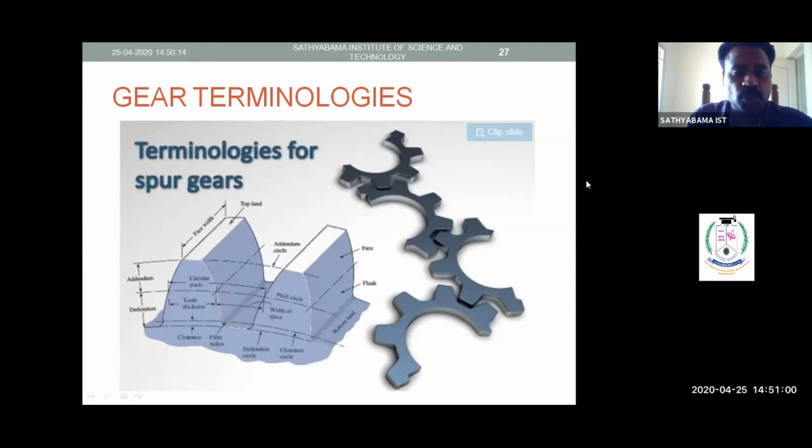In this picture, I am showing two teeth, the first one and the second one. You can observe the vertical distance, addendum and, below it, dedendum. Addendum is the height from the top of the tooth to the pitch circle, and similarly, dedendum is from the pitch circle to the root. I will explain one by one in the next slides.